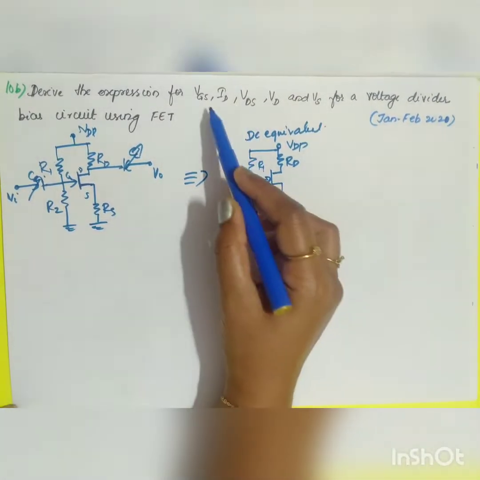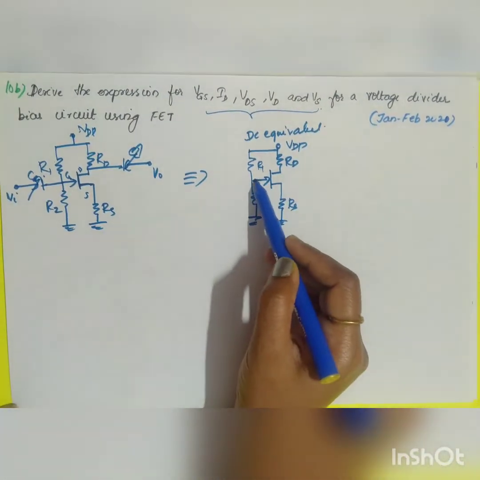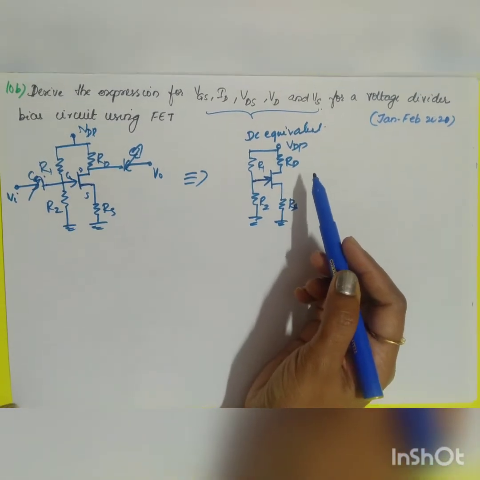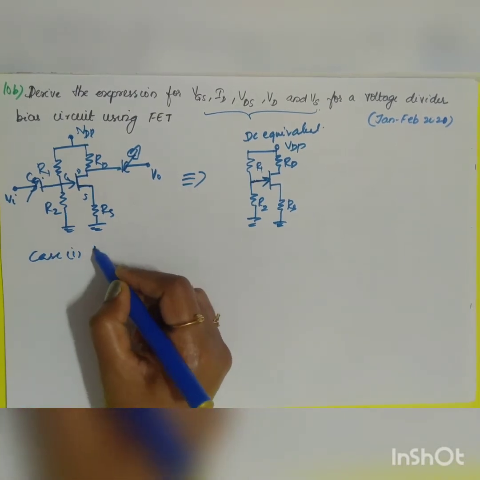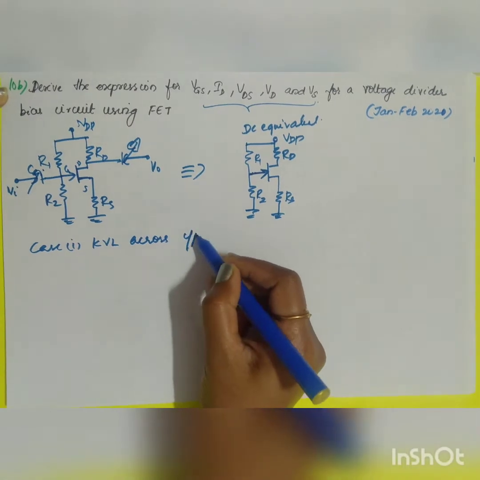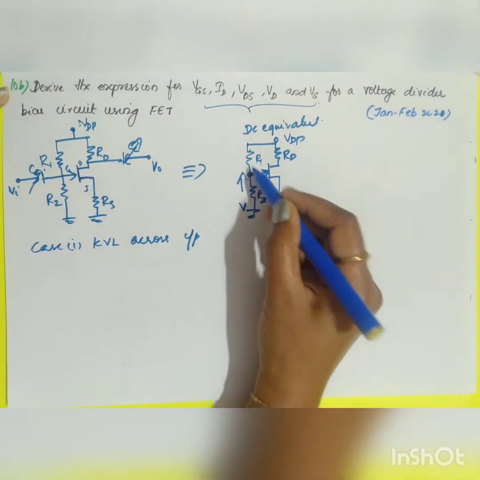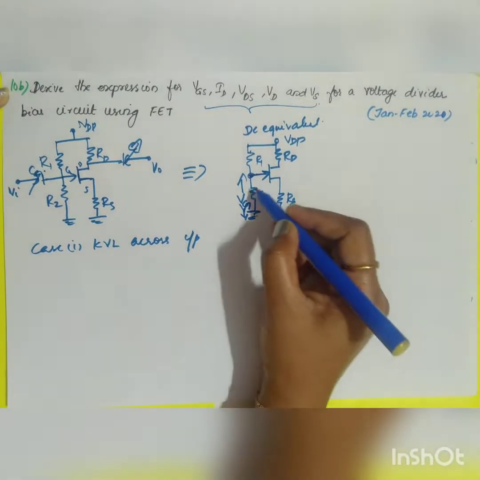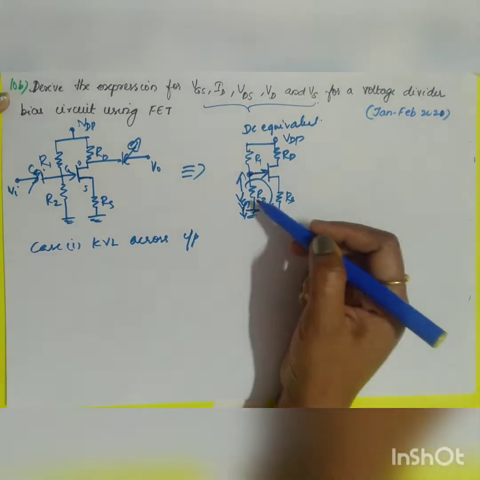Now if you want to find out all these values, you have to do only one step, that is apply Kirchhoff voltage law across the input loop as well as your output loop. So first, case 1, let us take applying KVL across the input. Input means, what will be your VG? Since it is a voltage divider, the voltage VG will be across your R2. So this is going to be your input loop.